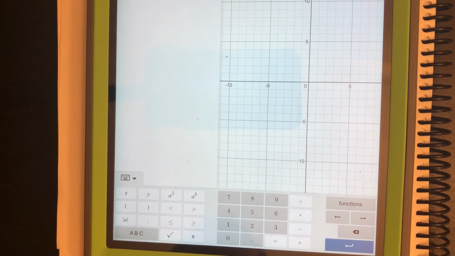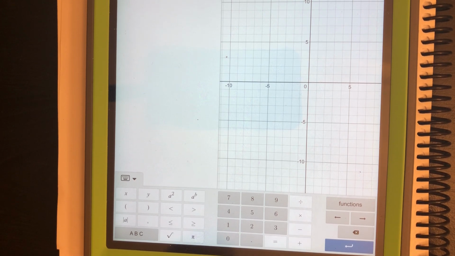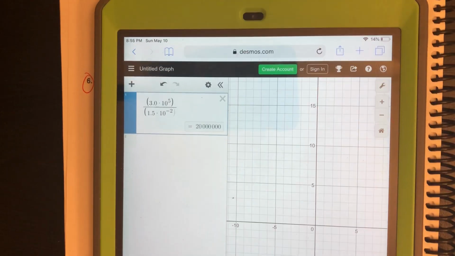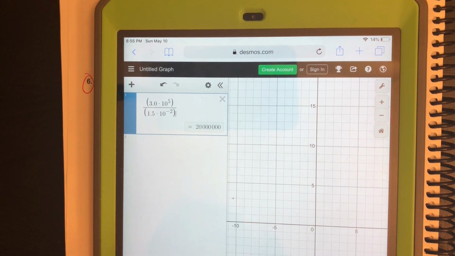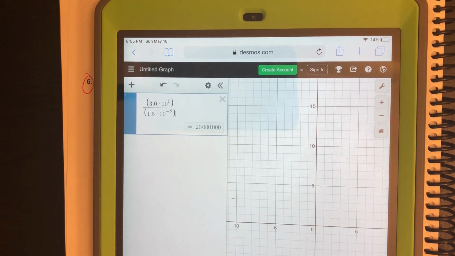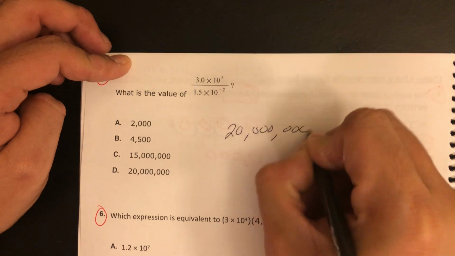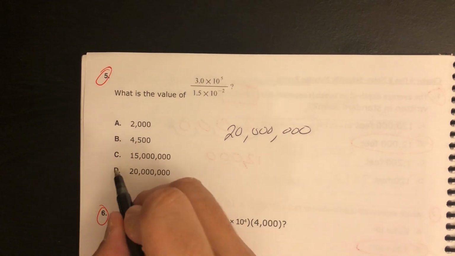Minus and negative in Desmos are the same thing. And I know I've been telling you over and over again, it is the same thing. And on the yellow calculators, we have 2 different buttons, but in reality, it's still the same thing, okay? So for the negative, all you have to do is click the minus. Then close your parentheses, and there you go. There's your answer. It looks like it's going to be 20 million. Yep, 20 million. So let's write that number down, and let's go ahead and figure out what the answer is going to be. And clearly that will be answer choice D.